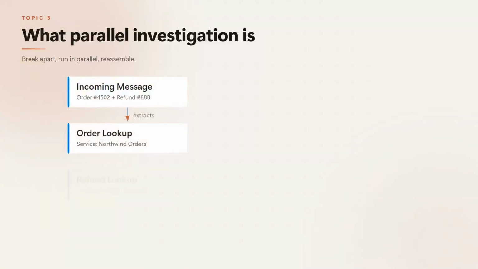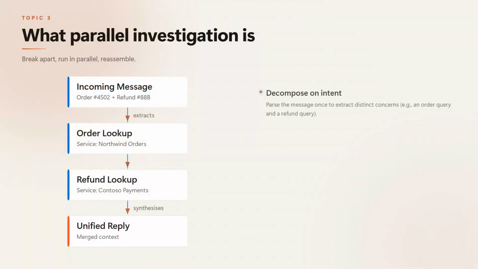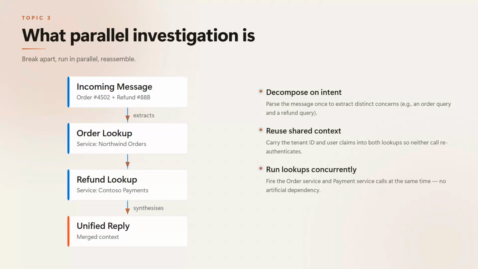Parallel investigation means you decompose a multi-concern message into distinct items, then investigate each using shared context and independent lookups that can run concurrently. It is not simply answering 3 questions in one message. The distinction people get wrong is treating it as serial triage: handle the first concern, then the second, then the third. That burns turns and degrades context for later items. True parallel investigation reuses verification once and fires independent lookups at the same time, then synthesizes a single coherent resolution.